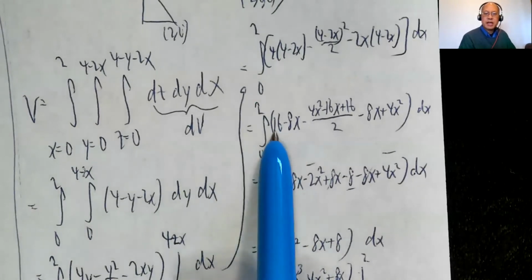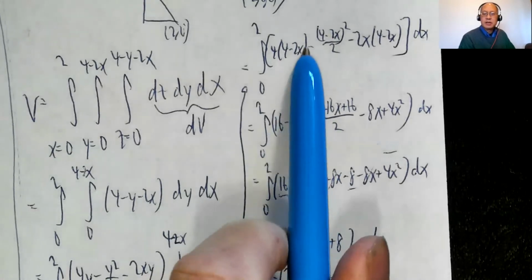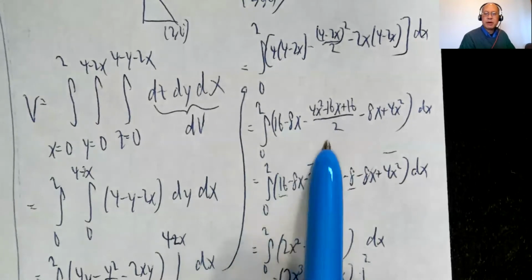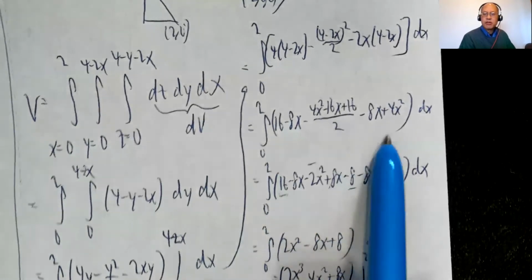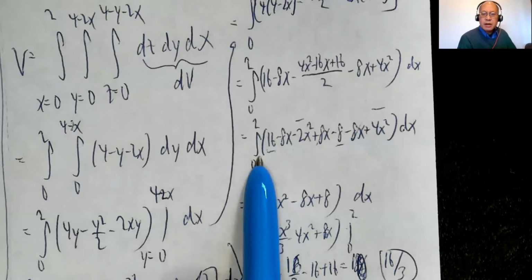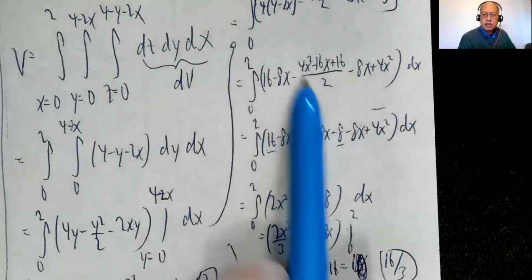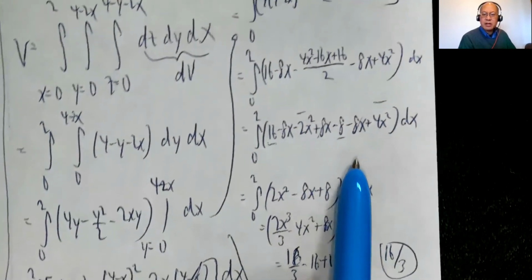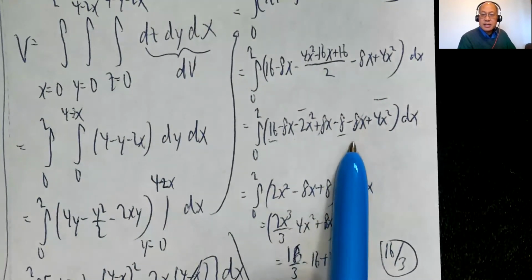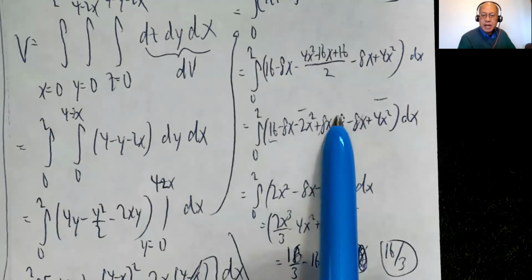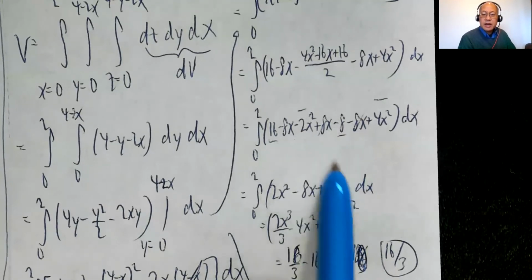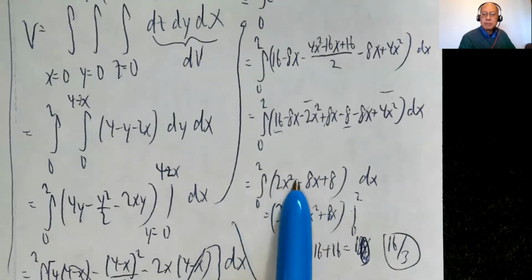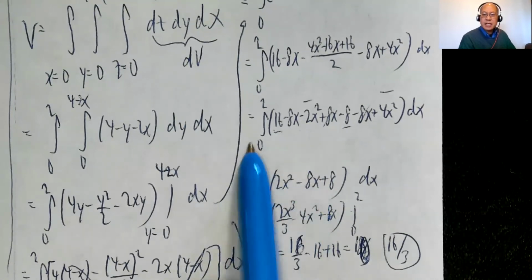So distribute 16 minus 8x minus, okay, so I squared this as 4x squared minus 16x plus 16 divided by 2 minus 8 plus 4x squared, which is 16 minus 8x. And then I distribute this minus 2x squared plus 8x minus 8. Leave that alone. Let's see, then what happened? 8x and minus 8x cancels out. And I combine -2x squared and 4x squared, giving me 2x squared minus 8x. And then 16 minus 8 is 8.